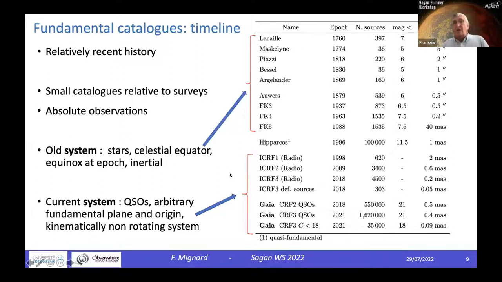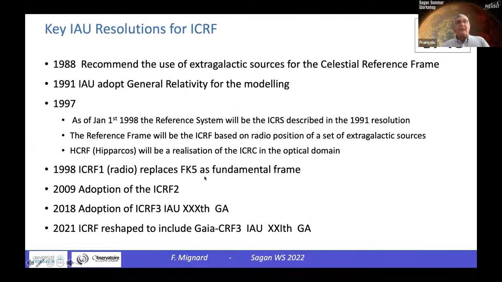And as I said before, origin and plane are no longer tied to the celestial equator and to the vernal equinox, the true vernal equinox. This is independent of that. So we have the IAU resolution for this frame that you define and realize with QSOs, starting in 1998, essentially redefining the ICRS, the prescription and the modeling. The modeling is purely relativistic for that, and uses the barycenter of the solar system as origin, with the XYZ directions materialized by the catalog itself.